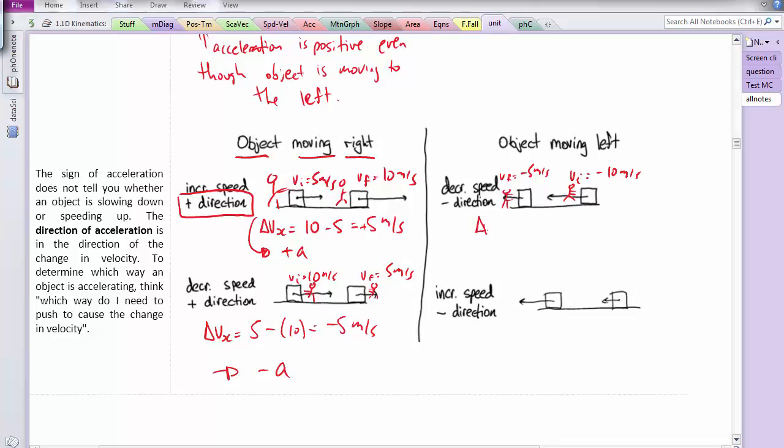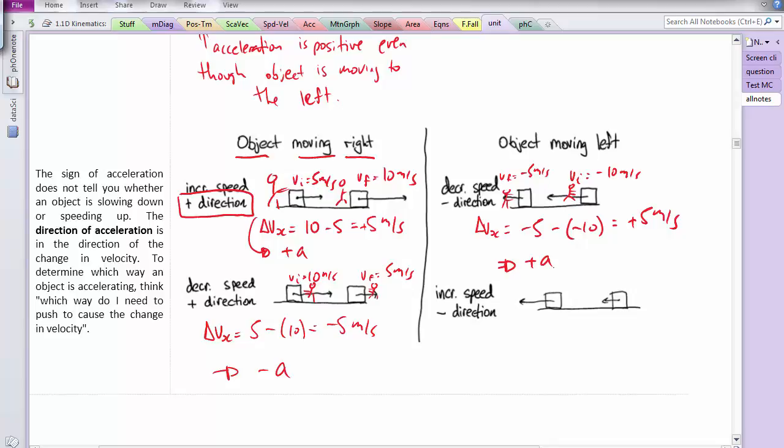Let's check. Delta Vx is equal to the final velocity of negative 5 minus an initial velocity of negative 10, which gives us negative 5 plus 10, which gives us plus 5 meters per second. Okay, so the change in velocity is positive, therefore we have positive acceleration.